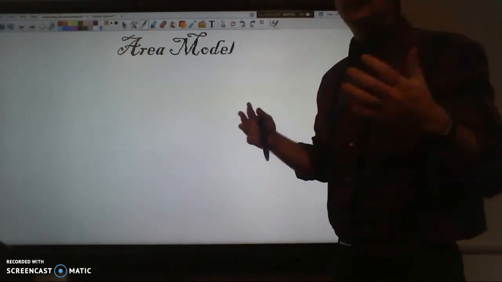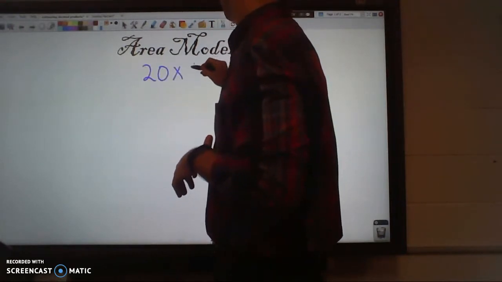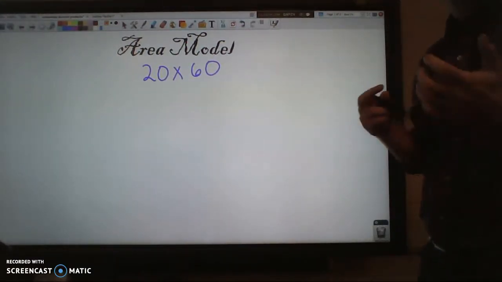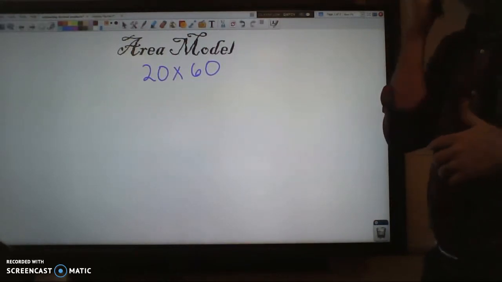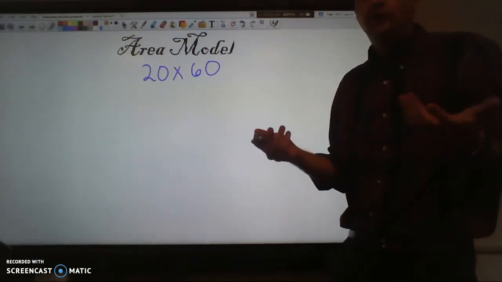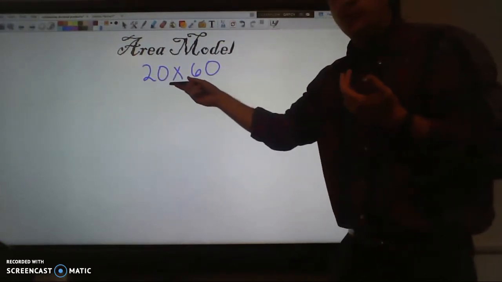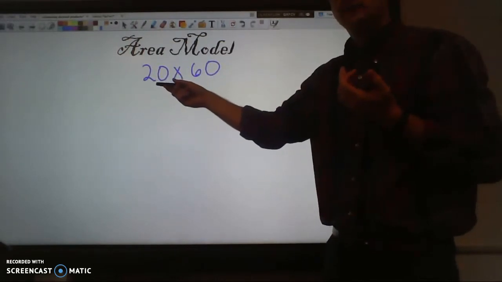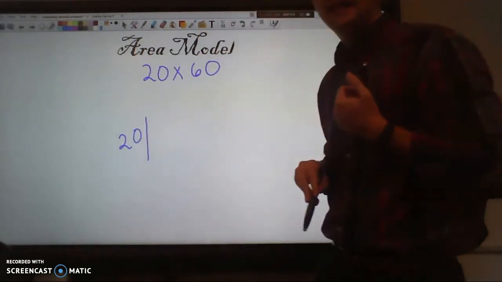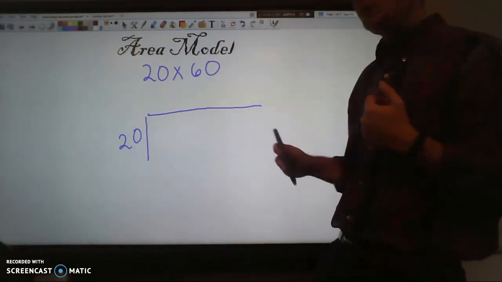All right, so let's just say that we have the problem 20 times 60. Area is length times width, so we're going to set it up using a rectangle, and it has to be a rectangle that I draw, or it may say use a tape diagram, same thing. Okay, 20 is less than 60, so if I put 20 on this side, I need to make sure that this side is longer, because 60 is longer than 20.